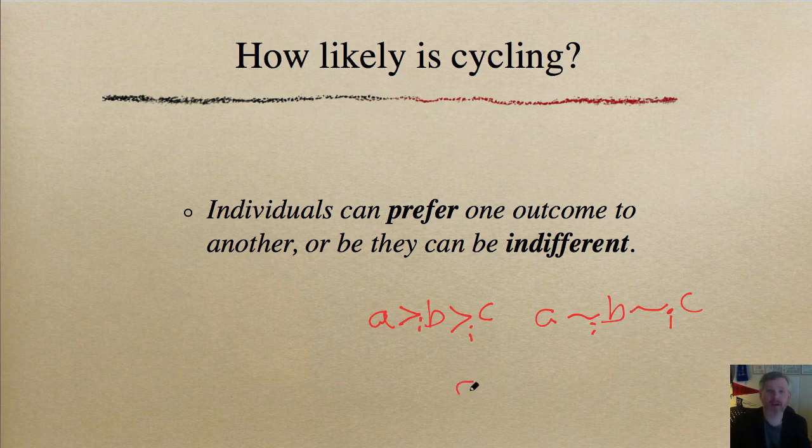But of course, there are others. Someone might prefer A strictly to B, and then be indifferent between B and C. That's another possible preference profile. So what we want to do is get a sense of what is the total number of these preference profiles, and then out of all those possible preference profiles, how many might cycle. And we'll do that in steps, okay?